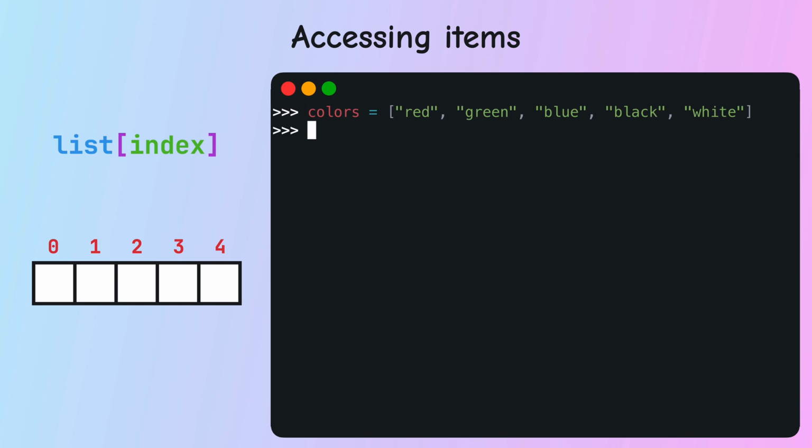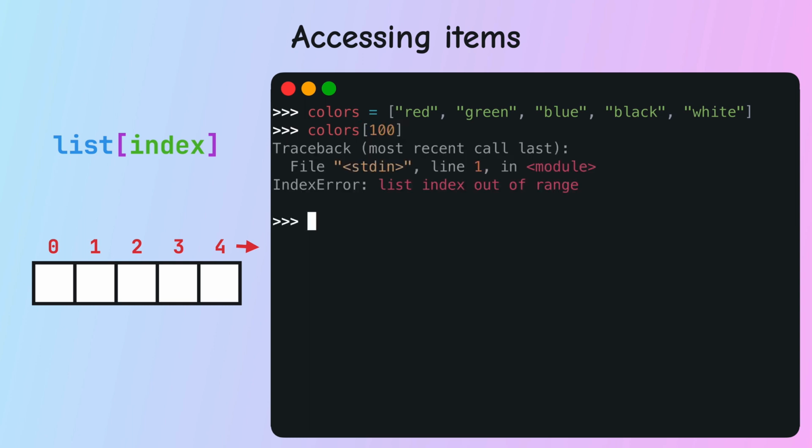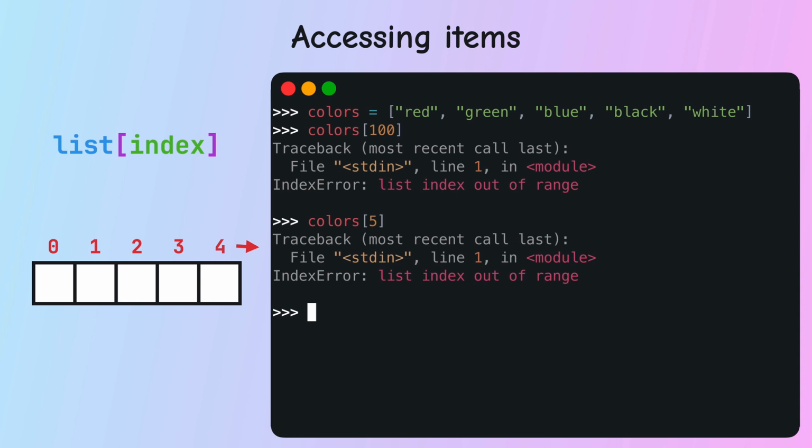If you give an index larger than the length of the list, you will get an error saying that you entered a value that is out of range. Again, note that if the length of the list is 5, colors[5] will also give you an index error because the last element's index is actually 4.